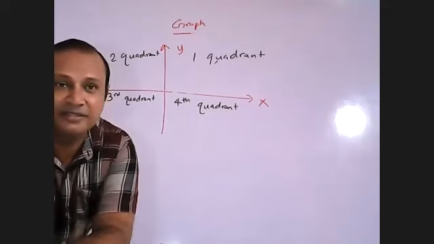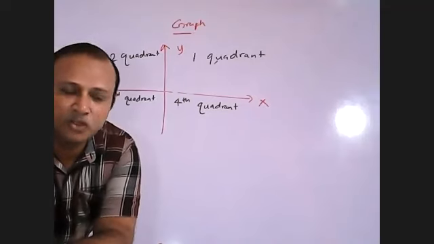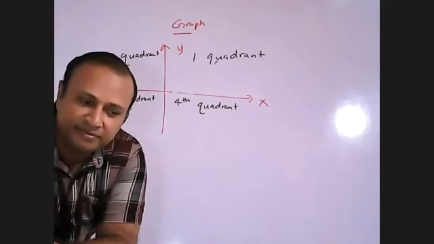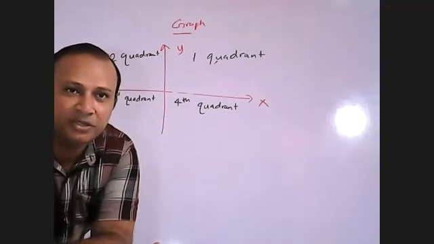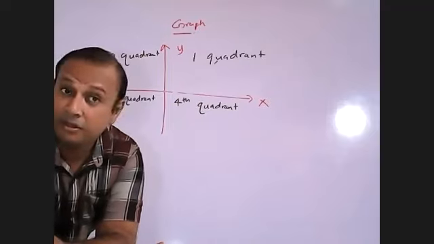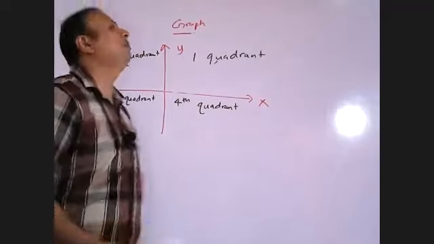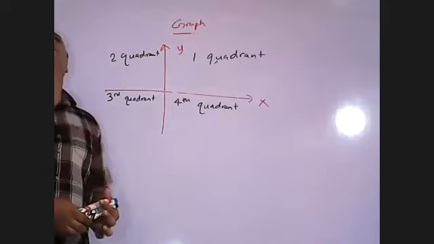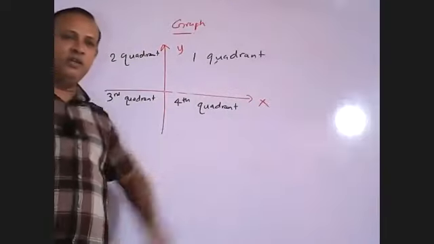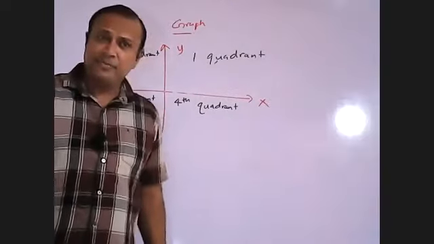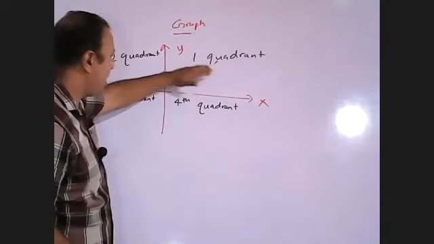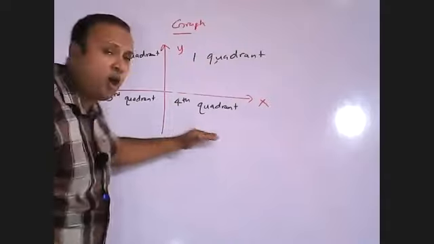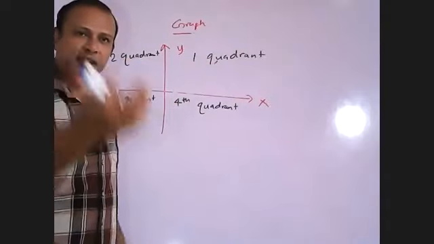How to decide that thing? By the gradient of the graph. Sorry? I didn't hear you. By the gradient of the graph. Is that the thing that decides the location? I'm discussing location, whether it is in the first quadrant, second quadrant, third quadrant or fourth quadrant. How to decide the location?